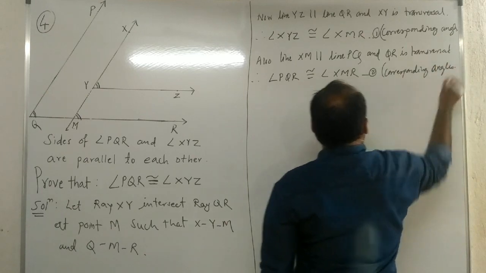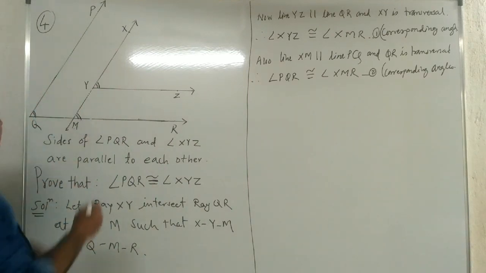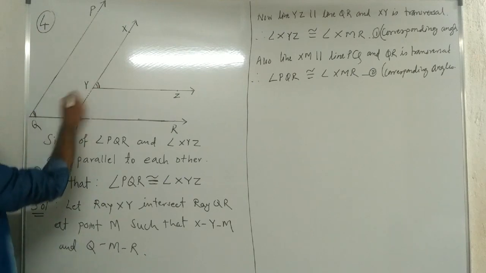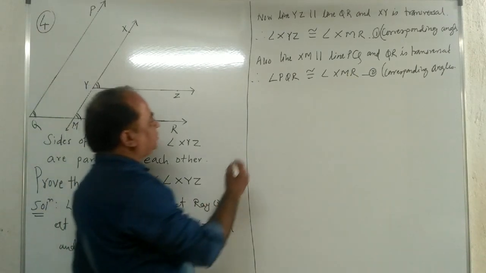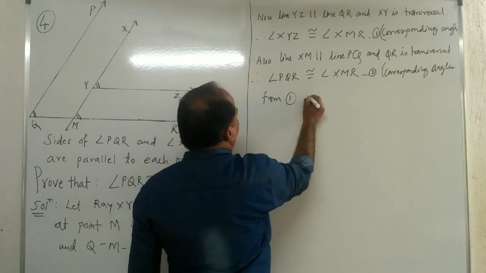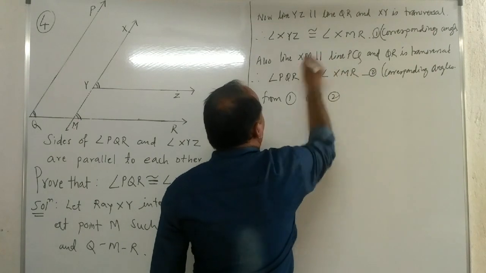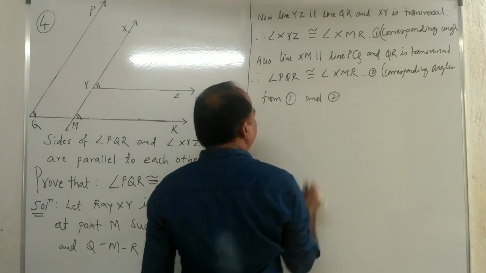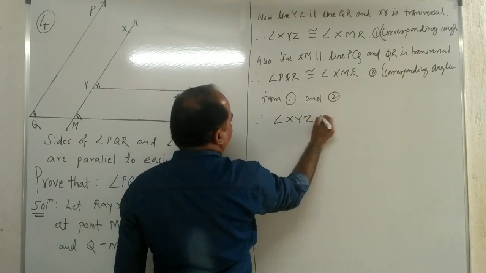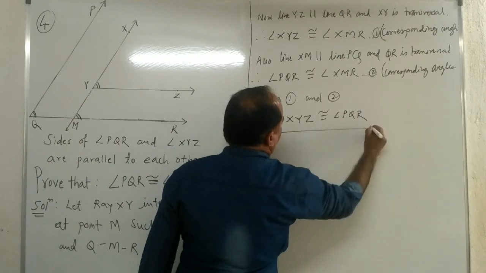Angles are congruent. So from 1 and 2, you see this angle is congruent to this and this is congruent to this. So from statement number 1 and 2, XYZ is congruent to XMR and PQR is also congruent to XMR. Therefore, angle XYZ is congruent to angle PQR.